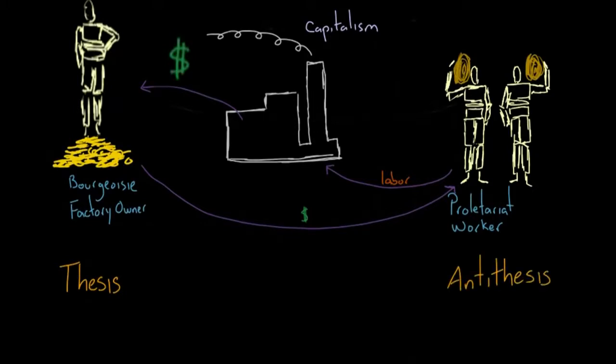The thesis and antithesis can't exist together peacefully. One side is quite happy with the status quo and wants to leave things the way they are. The other side is looking for change because they really aren't so happy with the current state of things. The struggle between the two sides.